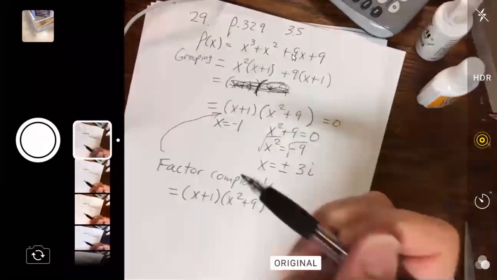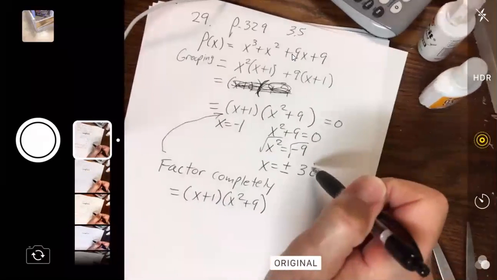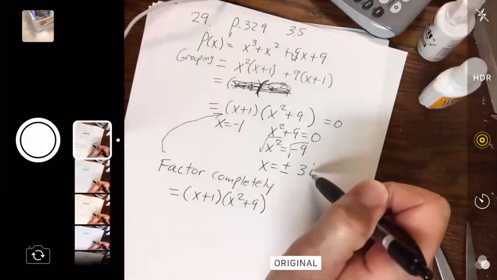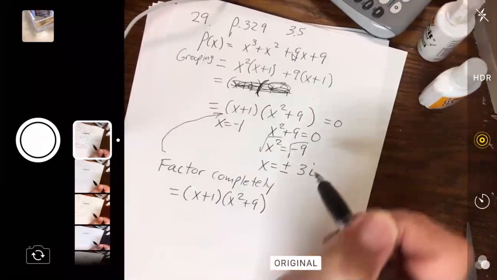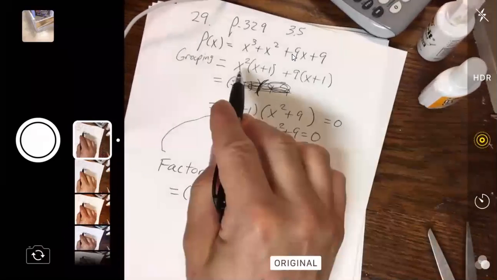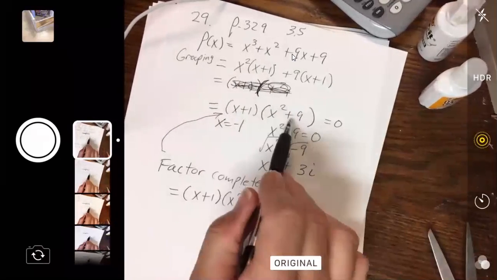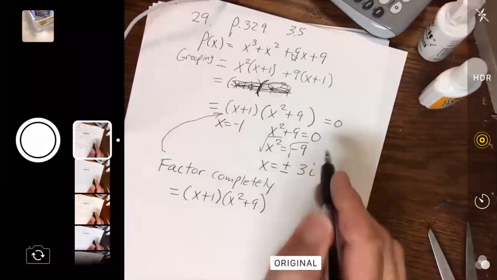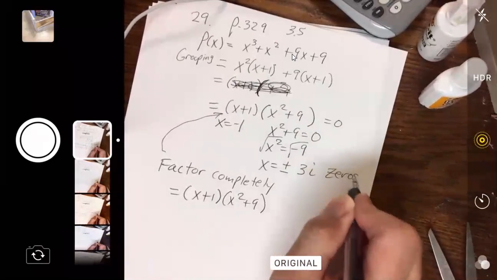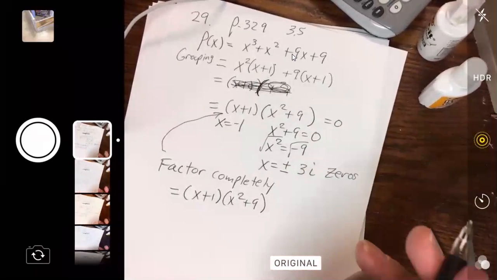So these two, plus minus 3i, are not going to show up. But since it was cooked to factor completely, we can factor completely first, solve each factor, and then find your zeros. And that's really all it asked for. It did want the multiplicity of each zero.